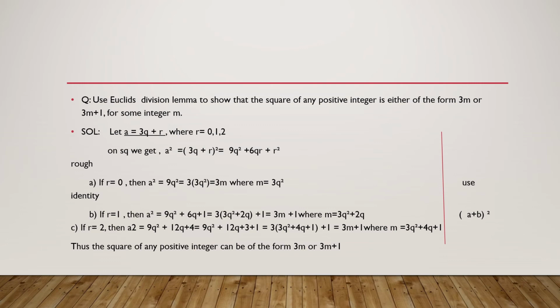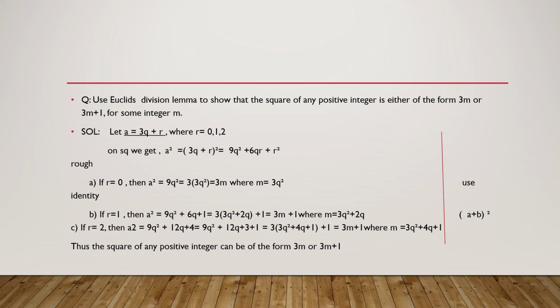तो यहाँ हम देख रहे हैं कि this can be written as 3 times 3q square. So this can be written as 3m. What is 3q square? This can be any integer m. So we can replace 3q square by m, where m is equal to 3q square.